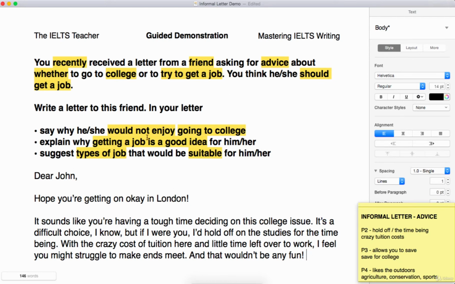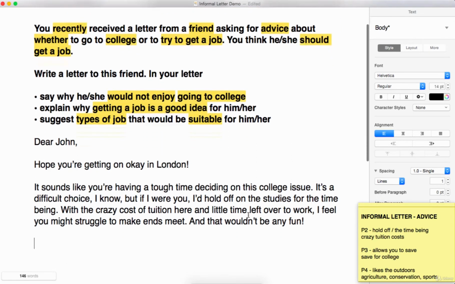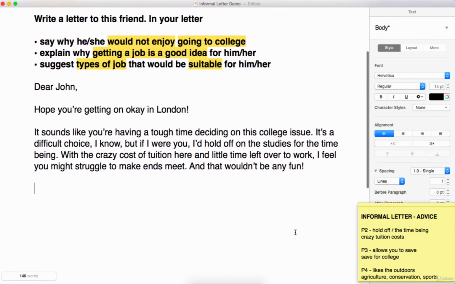We might want to just go back and look at those keywords that we've highlighted again. I think we've covered the directives here. Once you're comfortable that you've done that, you can move on to the next paragraph. So let's keep going. We're looking at paragraph 3 and the second bullet point directive, why getting a job is a good idea. And we have these notes over here.